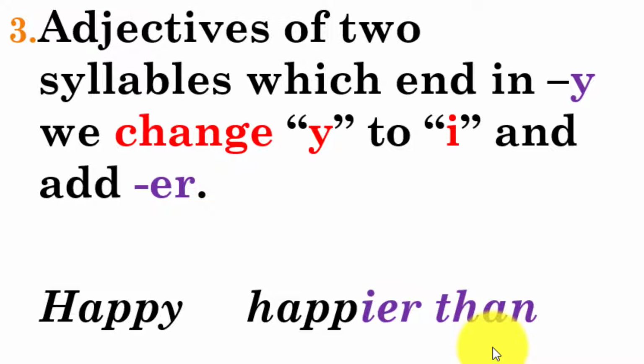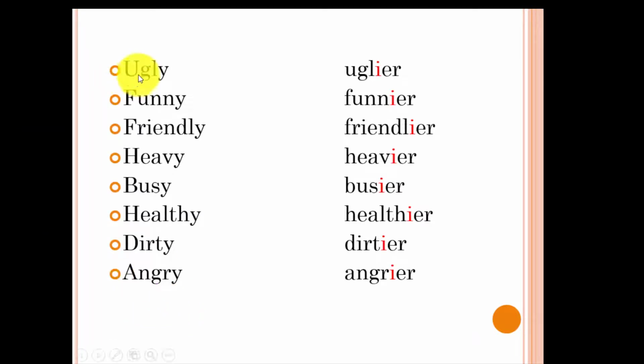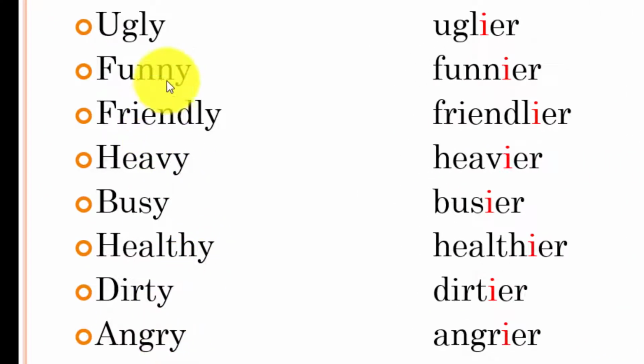Now let's go to the third situation. Adjectives of two syllables which end in y, we change y to i and add er. For example, here we have happy, so the last letter is y and before it we have a consonant. So in this situation this y changes to i, then we add er and than. Alright, so let's have a look at the examples to understand clearly here. As you can see, all of these adjectives end with y. So in this situation this y changes to i and we add er. For example, ugly, uglier, funny, funnier, friendly, friendlier, heavy, heavier, busy, busier, healthy, healthier, dirty, dirtier, and angry, angrier.